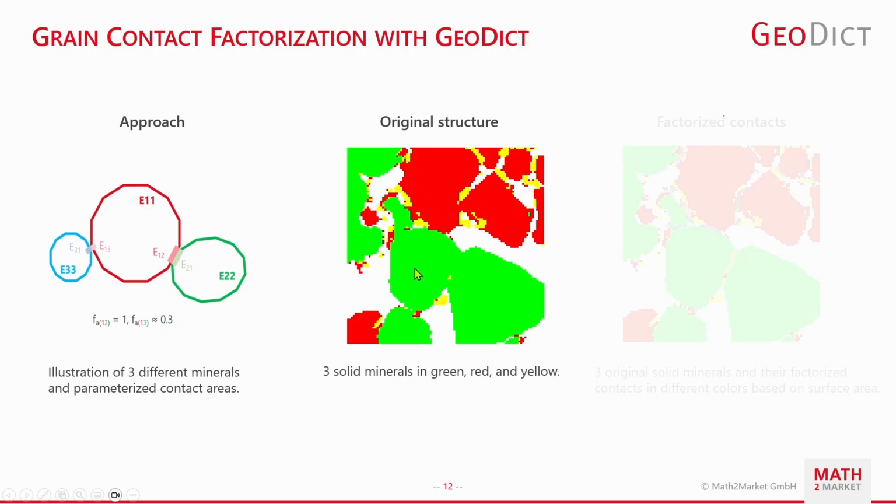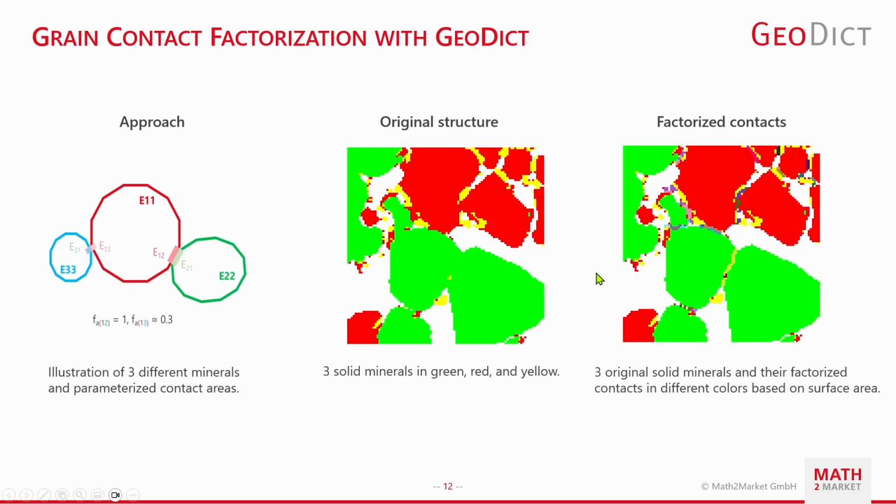So here is the 2D slice of the same structure, where you would have three different minerals in green, red, and yellow. And there are also now the contacts identified, and each contact is factorized based both on the area as well as the mineral properties and also the reduction factor.